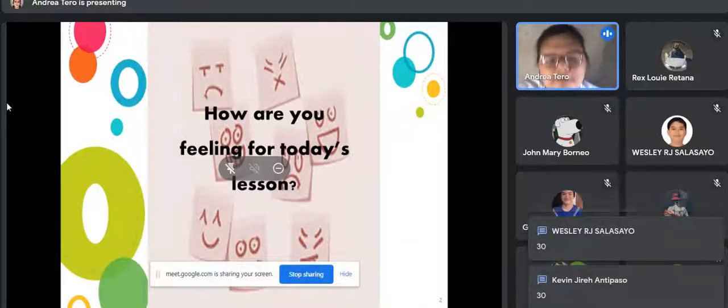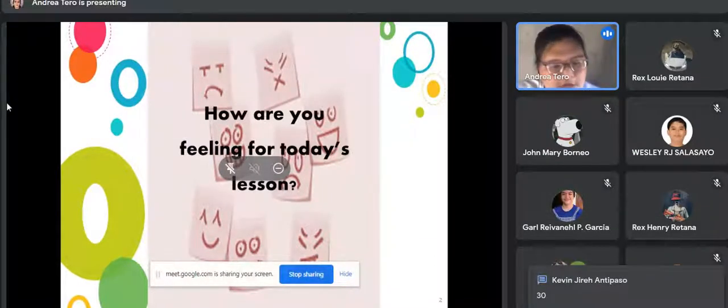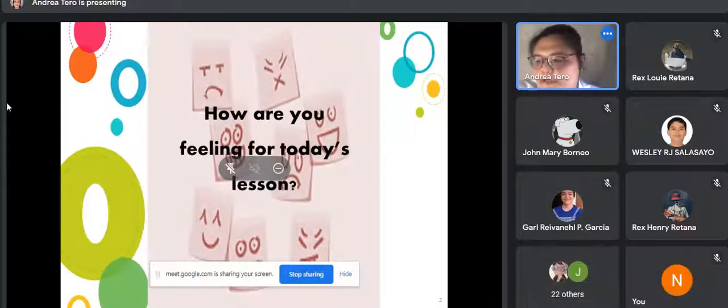We first have a game. Are you all familiar with 4 Pics 1 Word? I think you're also familiar. Familiar, but I'm not.